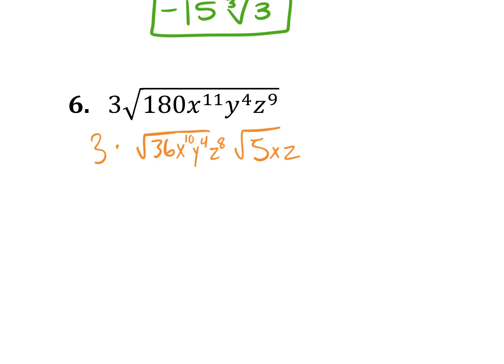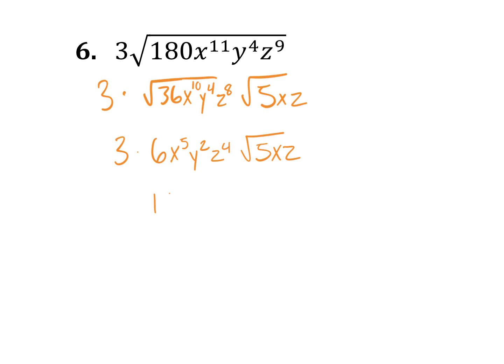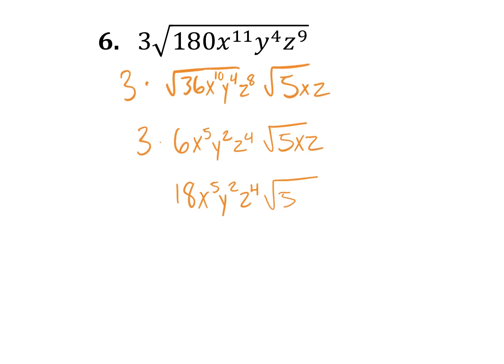Okay, what now? And then you want to bring the 3 down, and then the square root of 36 is 6. And then x to the 10th divided by 2 is x to the 5th. And y to the 4th is y squared. And z to the 8th is z to the 4th. And then keep the 5xz the same. And then 6 times 3 is 18. And then just keep the rest the same. And that's the answer. Is that what you got?